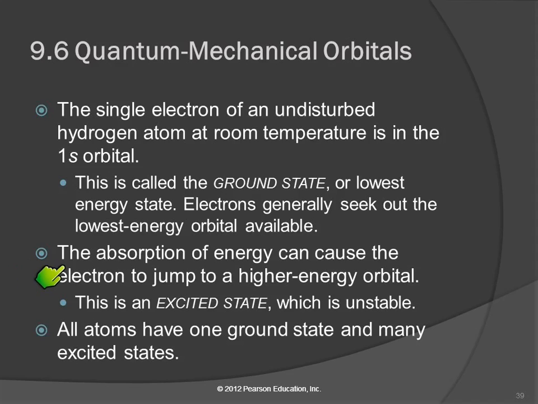But if we zap that atom and put a bunch of energy into it, that electron can go to a higher energy orbital. That's an excited state, and it's unstable. Okay, and we saw that in our pictures with the Bohr model. We saw it jumping up to a higher orbit and then coming back down. So in the quantum mechanical model, we still have that concept of going to higher energy levels and coming back down. So all atoms are going to have one ground state, one lowest state of energy. And they have many different excited states because they can be excited by different amounts of energy.